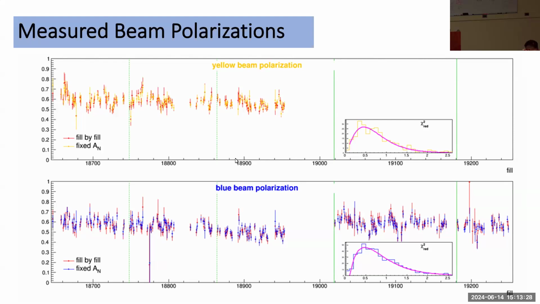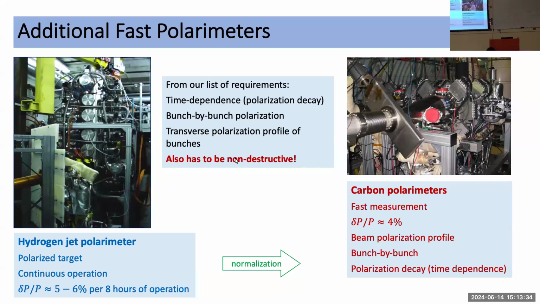I think in the current run it's not 0.6, it's more like 0.5. Fine. So the difficulty is that the hydrogen jet polarimeter produces a 5 to 6% error in 8 hours. So you need a full fill to get the polarization to 5%. And this is really bad, because you would like to have something that's fast, maybe not calibrated, but fast.